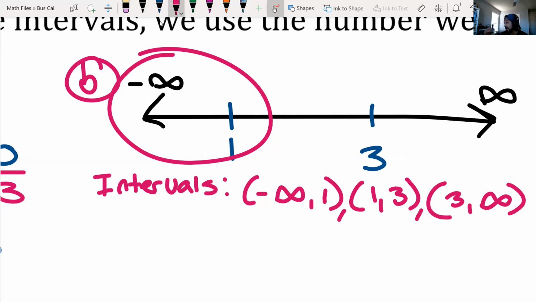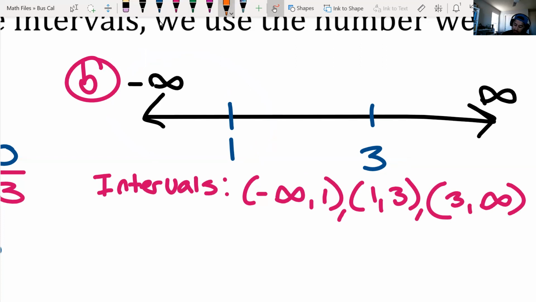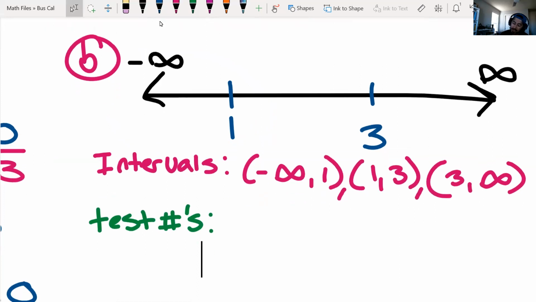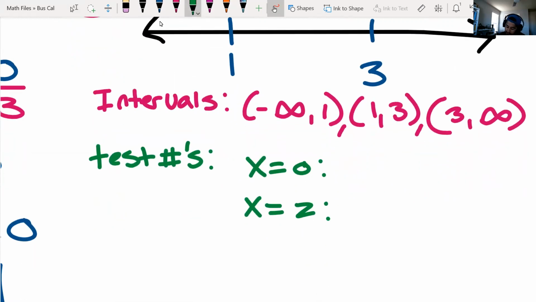So these are the intervals we are going to now pick test numbers in. So that's our next one. Test numbers. All right. So from the first interval, -infinity to 1, somebody give me a test number in between there. 0. Good. And then from 1 to 3, somebody give me a number between there. 2. And from 3 to infinity, we can pick 4.